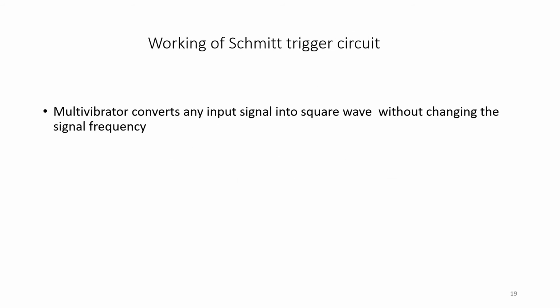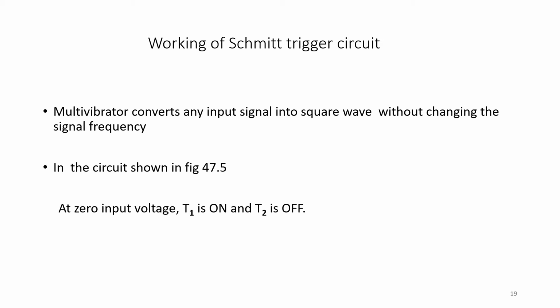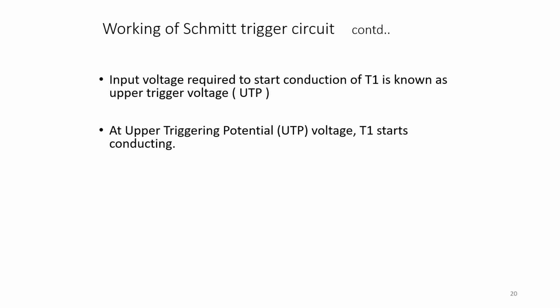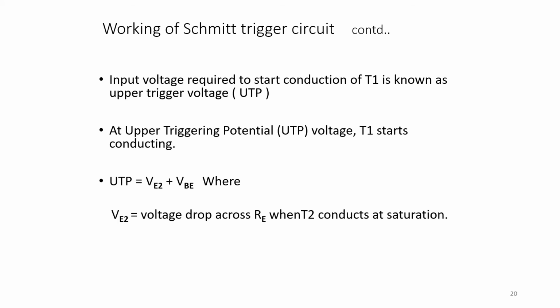The multivibrator converts any input signal into a square wave without changing the signal frequency. In the circuit, when the input is 0 voltage, transistor T1 is off and T2 is on. At UTP, the upper triggering potential voltage, T1 starts conducting. The input voltage required to start conduction of T1 is known as the upper triggering point. UTP and LTP, as I already told you. UTP equals VE2 plus VBE, where VE2 is the voltage drop across RE, the emitter resistor, and T2 conducts at saturation.